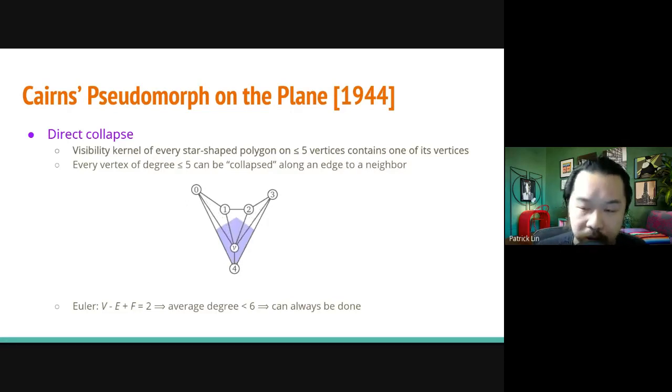So let's just accept this for now, and we'll be constructing what I'm going to call a pseudomorph that later will turn into a morph somehow. And if we combine Cairns' observation with Euler's formula for the planar graphs, we see that we can always find a vertex that we can perform this operation on. And so that's Cairns' major step here.